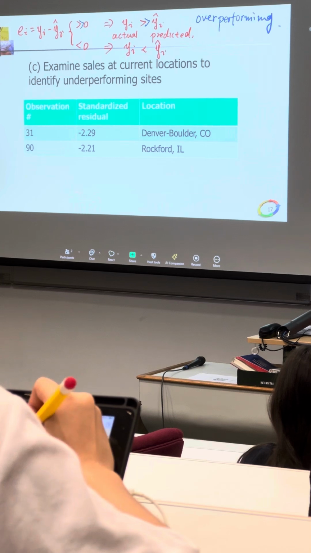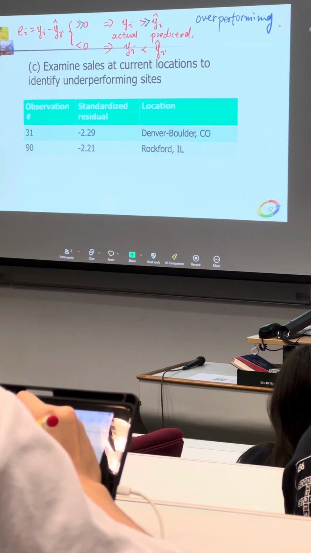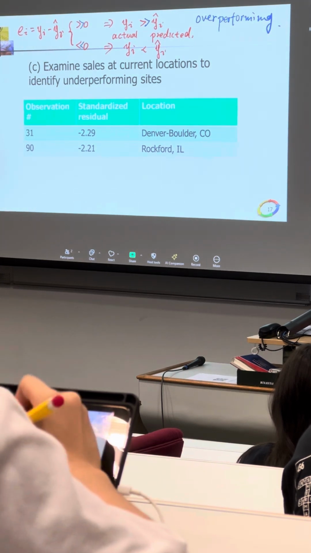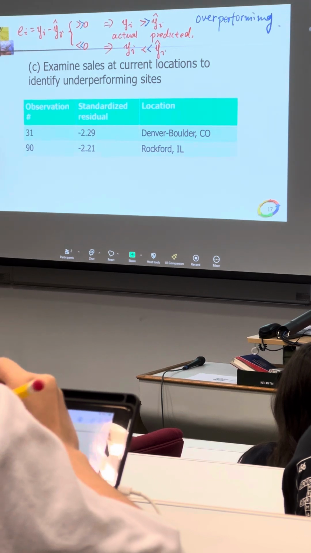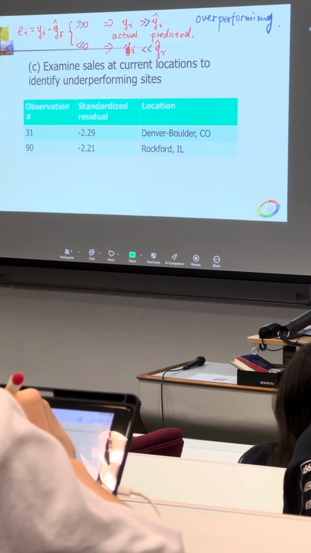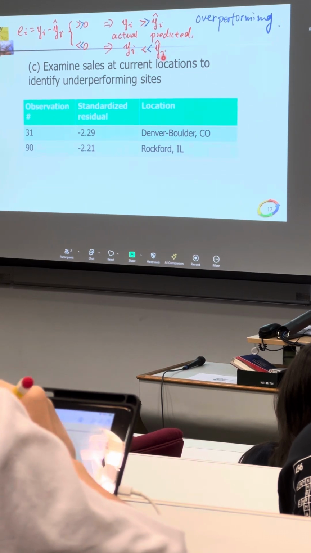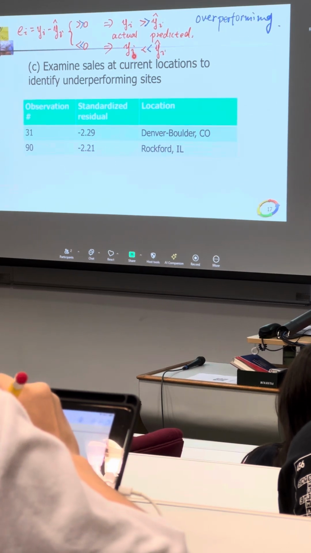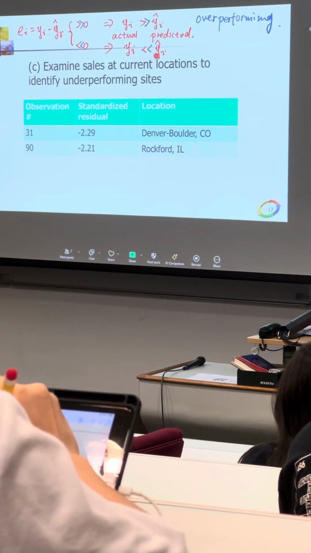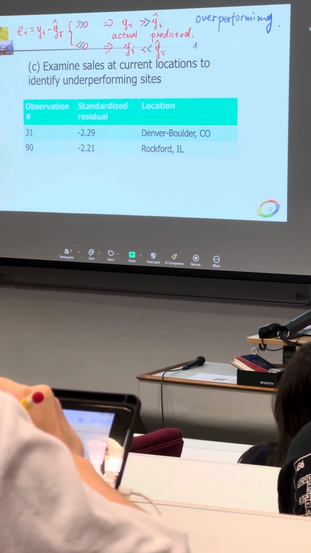Now, what if the residual is much less than 0? I'm using two less-than signs to denote much less than. Then y_i will be much less than y_i hat. So that tells you that the actual profit for the pharmacy is much less than what we expected from the regression model. So the actual performance is much worse than what we expect. In that case, the corresponding pharmacy, we call it an underperforming site.